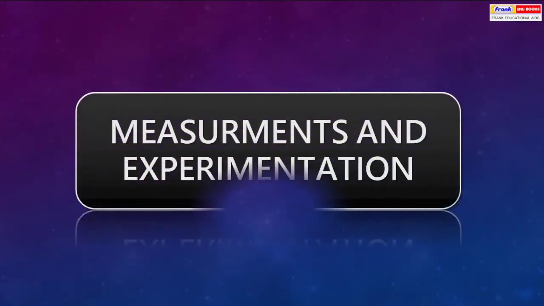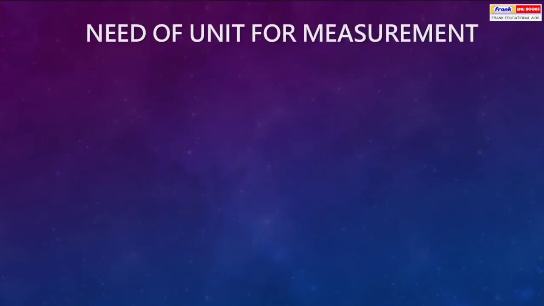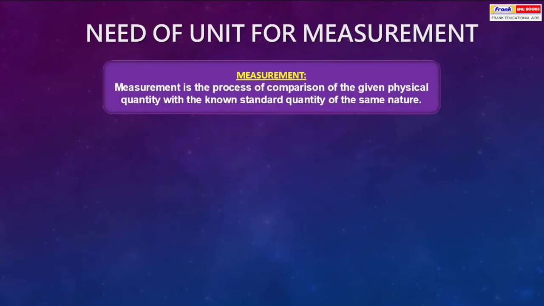So now let's start the concept of measurements and experimentation. First, we need to understand why we need a unit for measurement. For that, we need to understand what measurement basically is. So measurement is the process of comparison of the given physical quantity with the known standard quantity of the same nature.